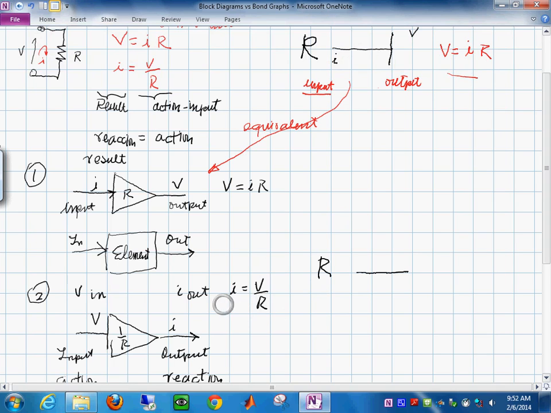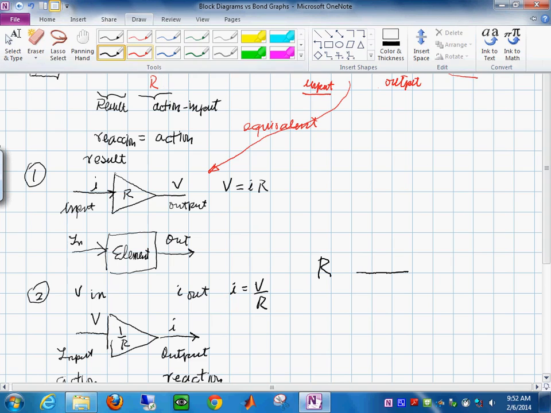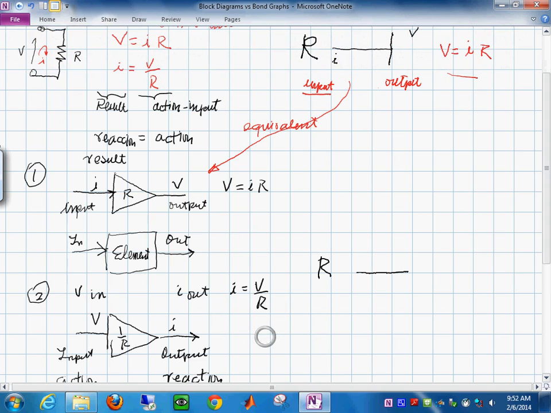Now, which is the output in here? Let's do it together, because if you do it with me, I think you will get more out of this. What is the output here? I'm just going to say the output in this case is I, and I'm going to put this I as the side of the output here. What is the input? The E, right? The input would be the voltage.